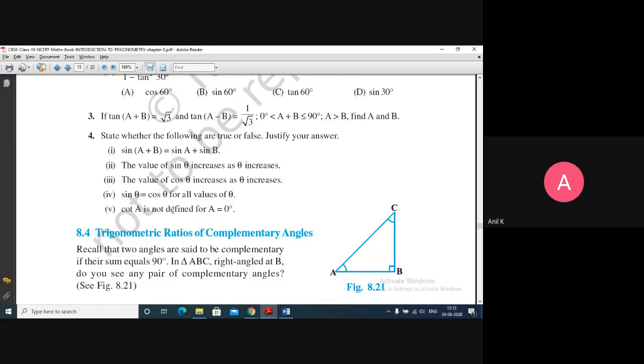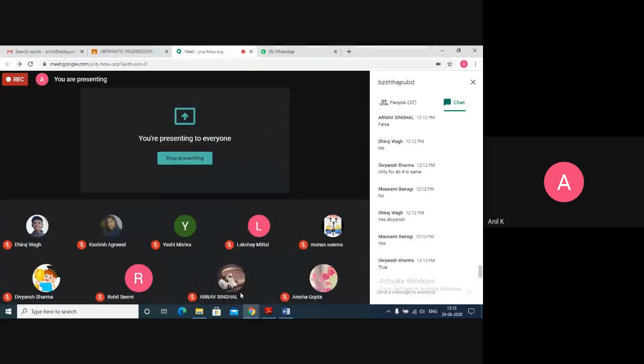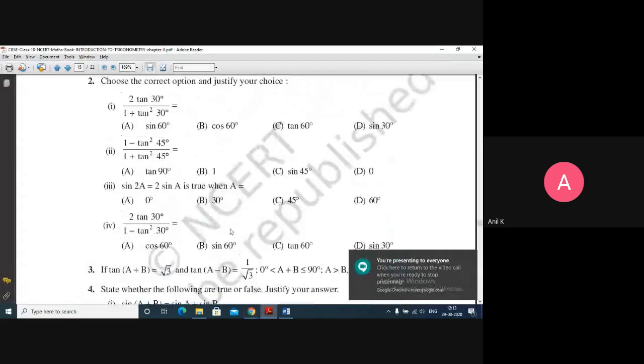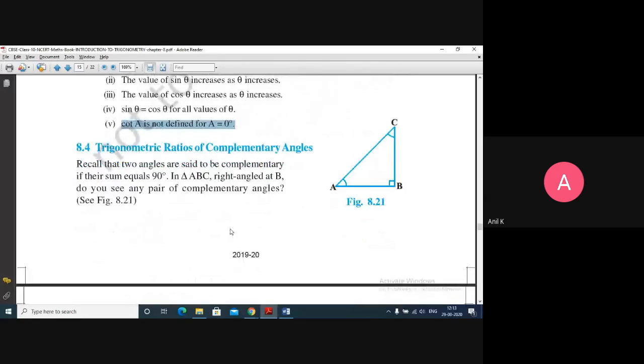Cot A is not defined for A equals 0 degrees. Not defined means undefined. Yes, it is a true statement. That's all about your exercise 8.2. Okay, so then we'll continue with trigonometric ratios of complementary angles.